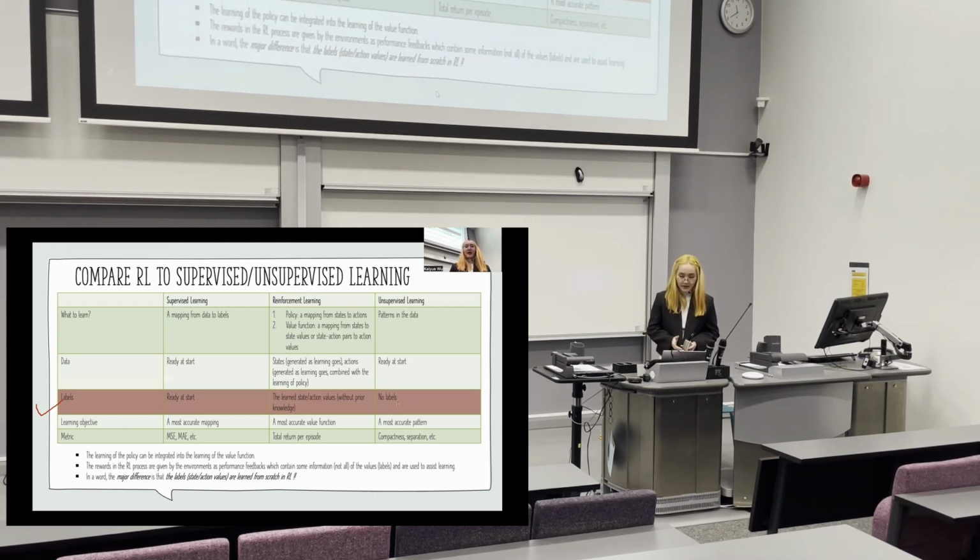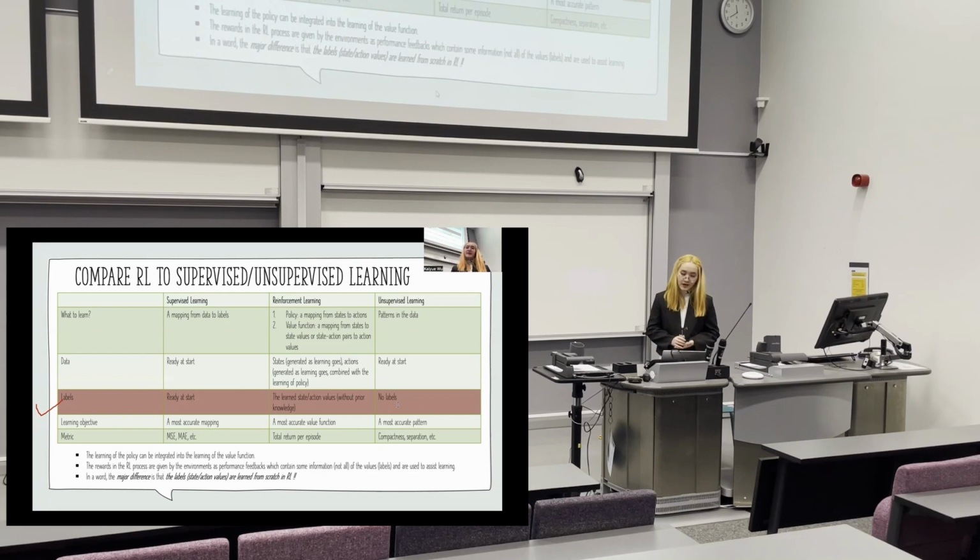The last one is the metrics that we use to evaluate the performance of the learning methods. As we often see in supervised learning, mean square error and mean absolute error are commonly used, while for unsupervised learning, we can use compactness or separation. In reinforcement learning, we look at the total return per episode to determine the performance of the reinforcement learning method. By return, we mean the accumulated rewards so far in the current episode.